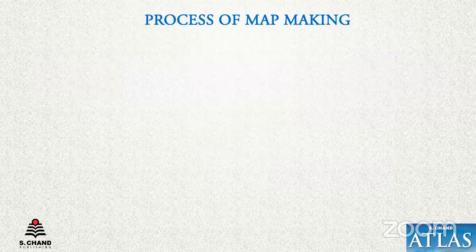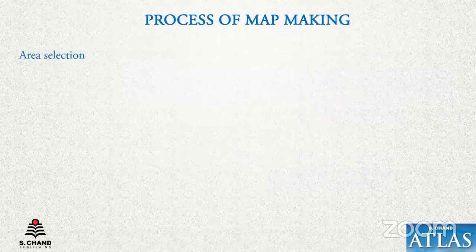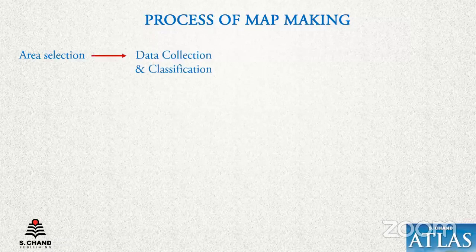So, the basics of the map making process. First we consider the area: which area we want to map, draw, or study. First we have to decide the area, whether it is a small area or a big area, country level, city level, world level. Then we collect all types of data available from that particular area.